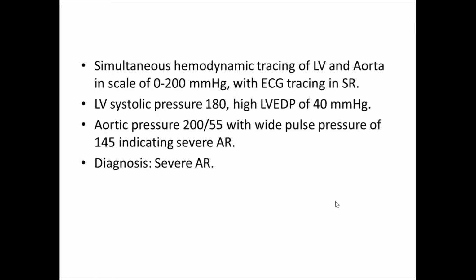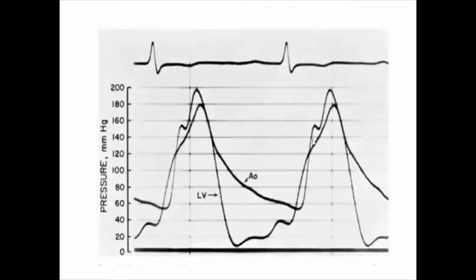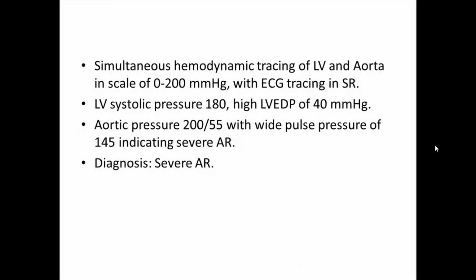So simultaneous hemodynamic tracing of LV and aorta in a scale of 0 to 200 with ECG tracing in sinus rhythm. LV systolic pressure 180, LV EDP 40, aortic pressure 200 over 55 with wide pulse pressure of 145, indicating severe aortic regurg. Also, we have anacrotic notch in the ascending limb of the aortic pressure. So this is indicating severe aortic regurg. So the diagnosis is severe aortic regurg.